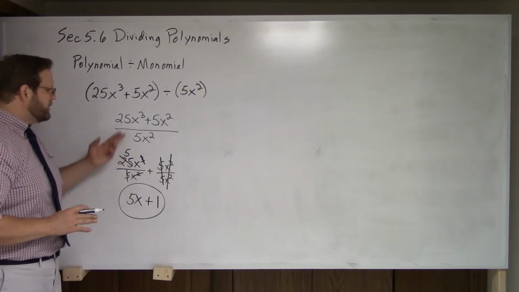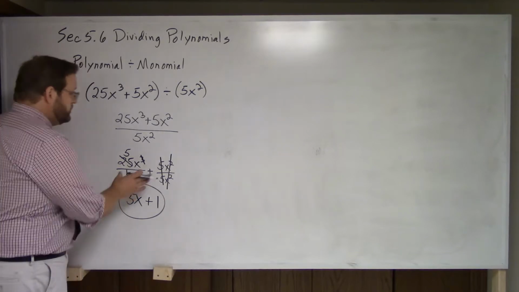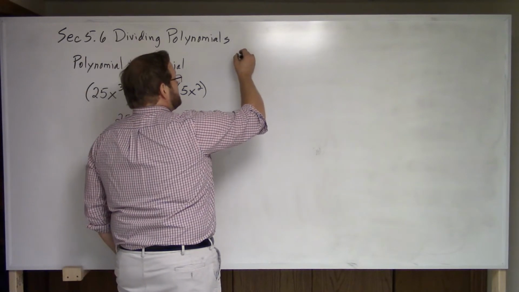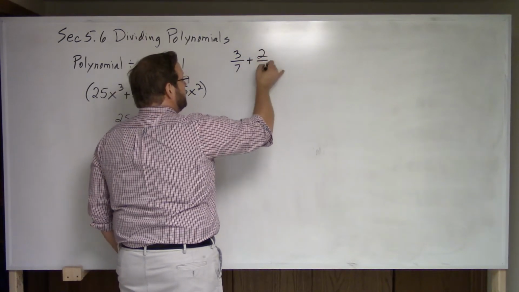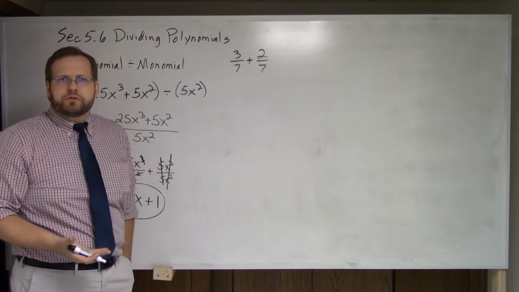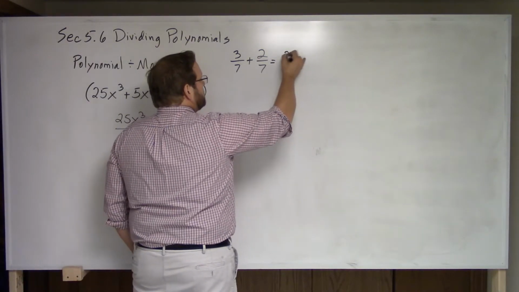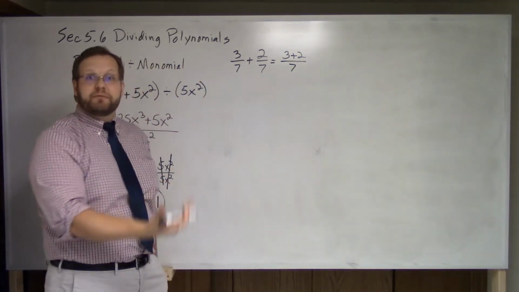Now, why are we allowed to break it up? I just said you break it up. Why? What we're doing here is the opposite of this. Let's say we have 3 over 7 plus 2 over 7. How would we add those two fractions? I would take those numerators and add them up like so. And that's where we get the 5/7.